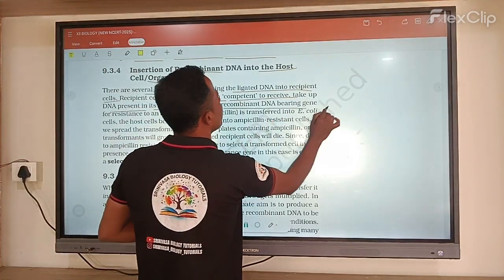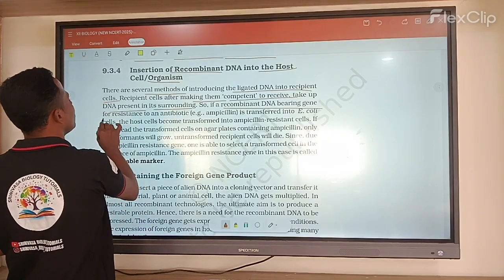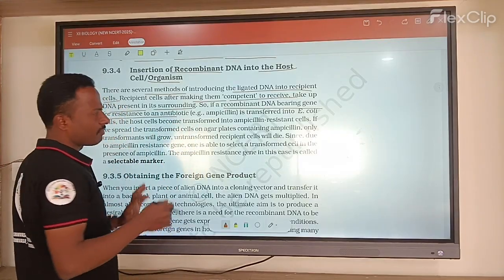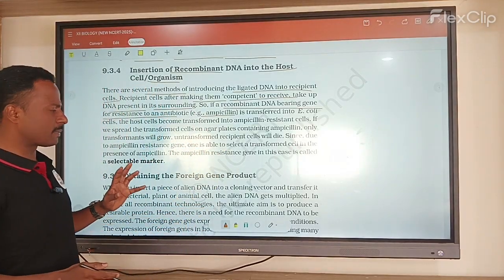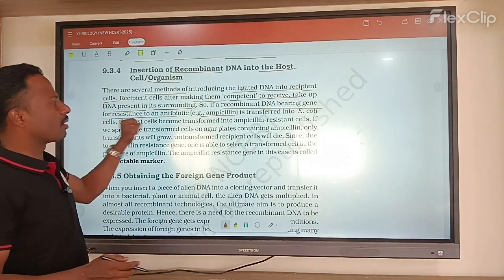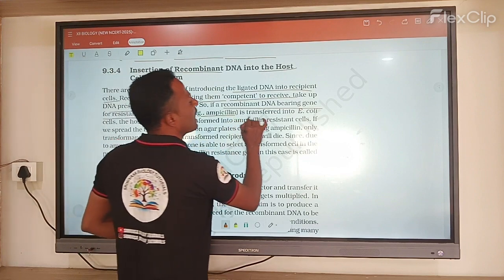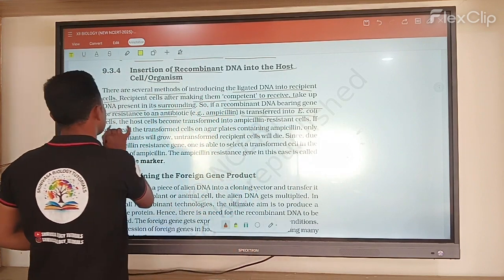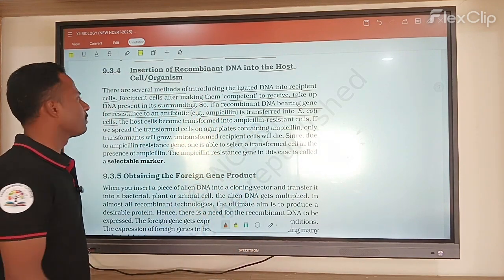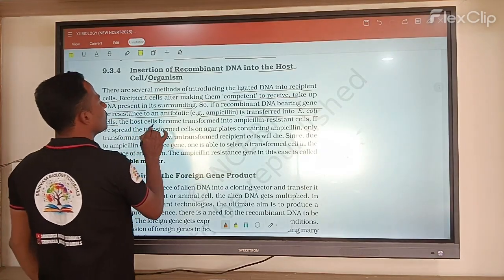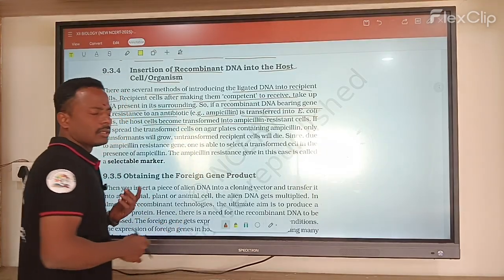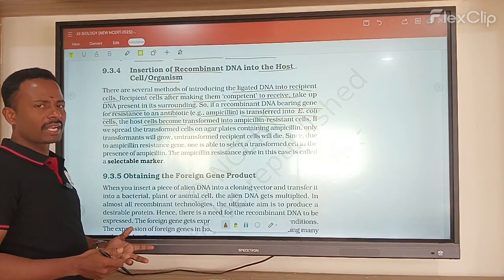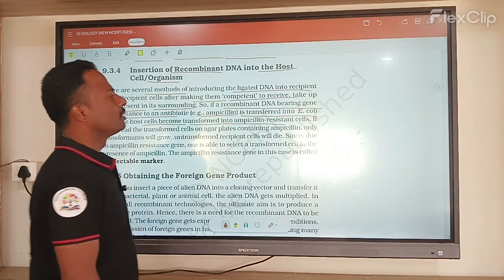So the recombinant DNA bearing the gene for resistance to antibiotics, for example the ampicillin gene, is present. The gene is taken up and transferred into E. coli cells. It is transferred into where? Into an E. coli cell. The host cell becomes ampicillin resistant. So the cells are converted into antibiotic resistant cells.